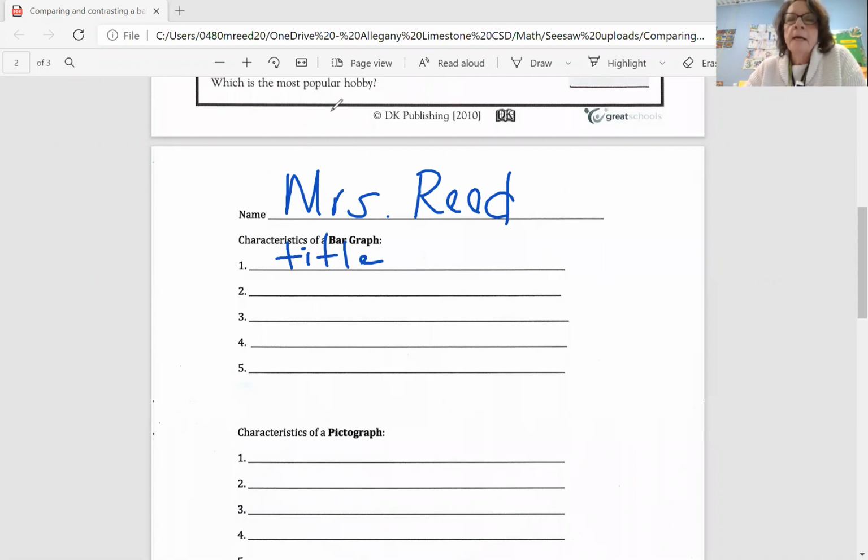All right. And then the next big thing we saw were the bars, right? We saw bars on the bar graph. So we're listing the characteristics of a bar graph. Okay, the next thing we saw were those numbers going along the one side. And remember, the numbers measure the votes. So it's called the scale. That's called the scale.